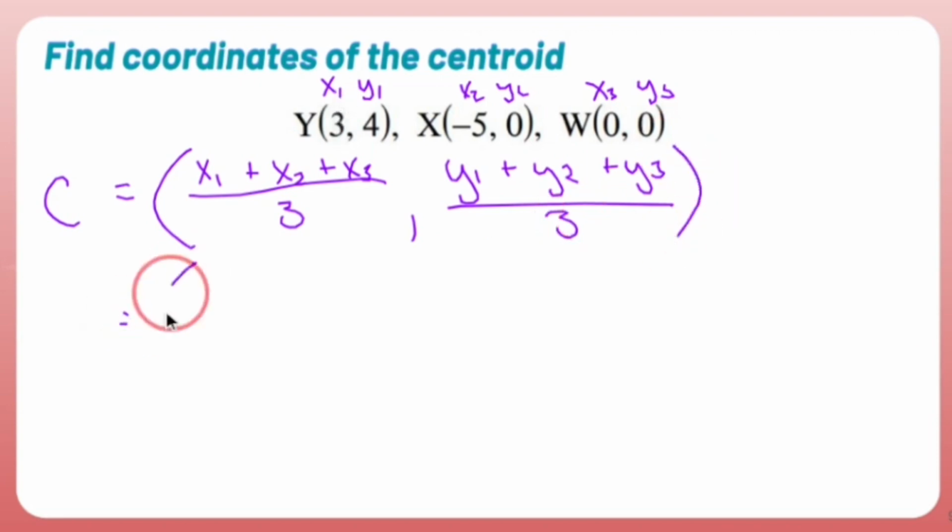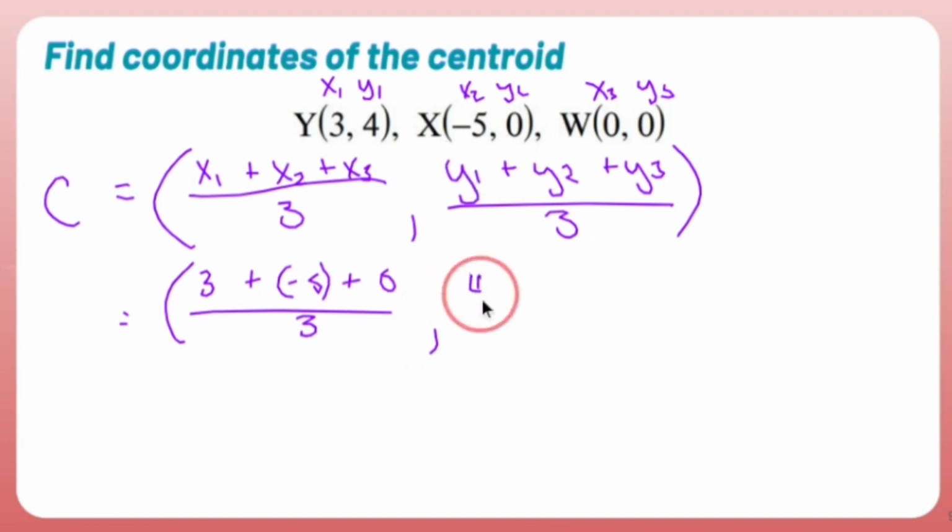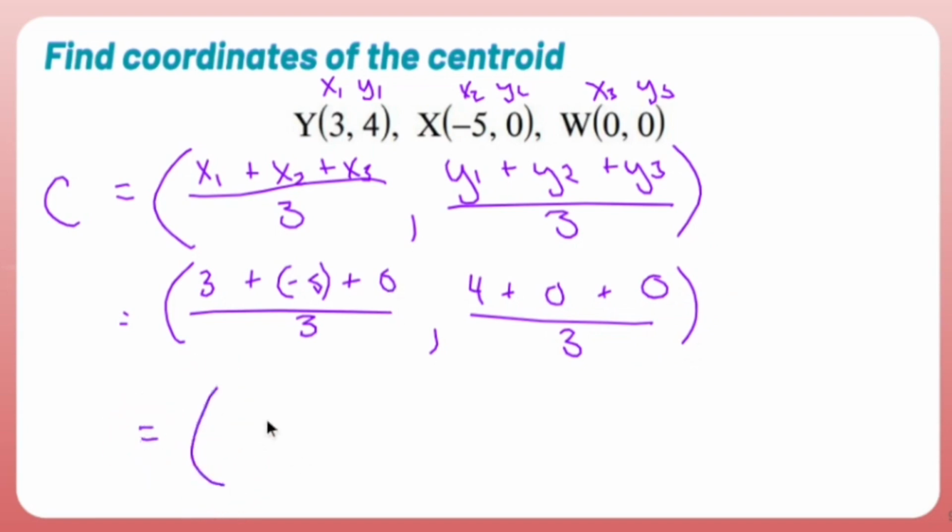So that's going to be 3 plus negative 5 plus 0 divided by 3. And that's going to be y sub 1, which is 4, plus 0, plus 0 divided by 3. 3 plus negative 5 is negative 2, plus 0 is still negative 2. So this gives me negative 2 over 3, so I'll just write that out as negative 2 over 3. 4 plus 0 just gives me 4 over 3, so I'll write it out like that.